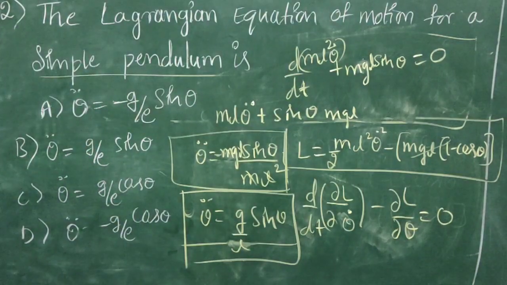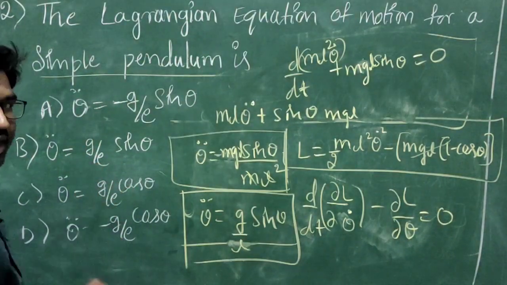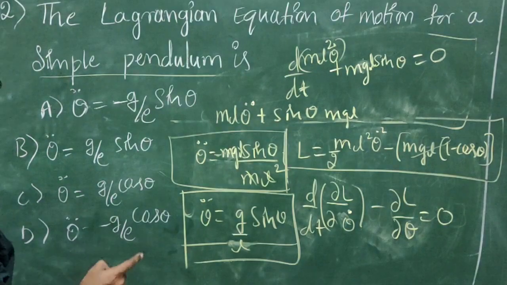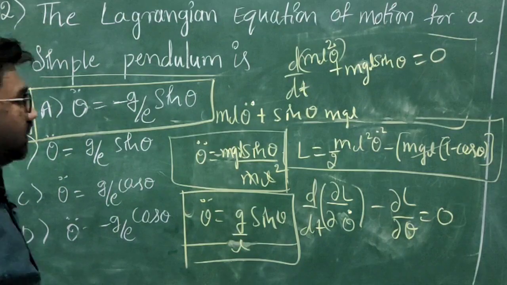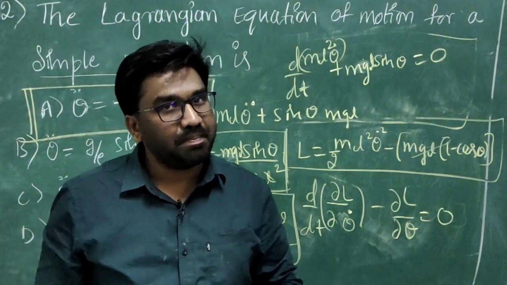So is there an option? In the options they are given it as L as E. So which one is correct? Option A is correct, right? So this is the equation of motion for a simple pendulum.